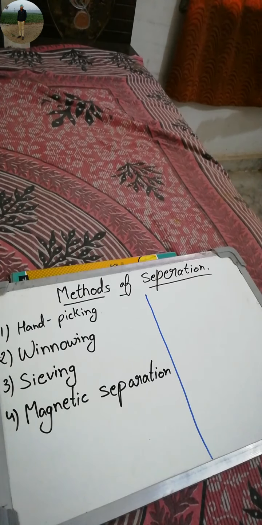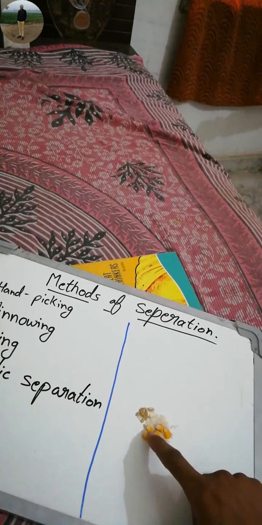वो कितने बिग होने चाहिए, कितने बड़े होने चाहिए, so we can see with our eyes. Now this will show you the hand picking method. I am having a mixture of 3 components. One component is corn, one is rice and one is wheat grain. They all are visible to us and I am gonna use my hands to separate them.